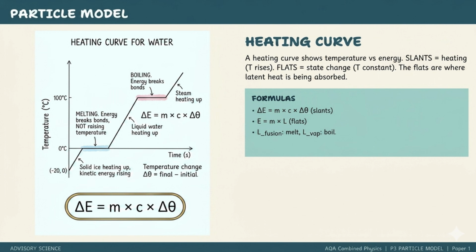On a heating graph, the sloped lines show the substance warming up because the kinetic energy is rising. The flat lines show a change of state, like ice melting or water boiling, where the temperature stays exactly the same because the energy is being used to break bonds. This raises the potential energy instead.